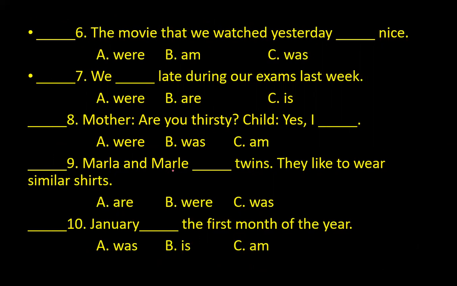Number 9, Marla and Marie blank twins. They like to wear similar shirts. The choices for this question are A, are, B, were, and C, was. Number 10, January blank the first month of the year. The choices are A, was, B, is, and C, am.